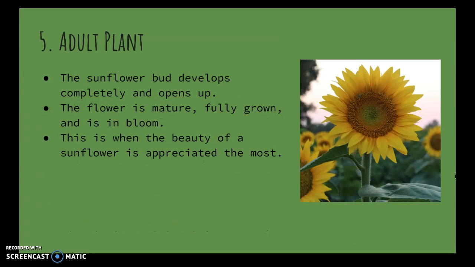The fifth stage is the adult plant. The sunflower bud develops completely and opens up. The flower is mature, fully grown, and is in bloom. This is when the beauty of a sunflower is appreciated the most.